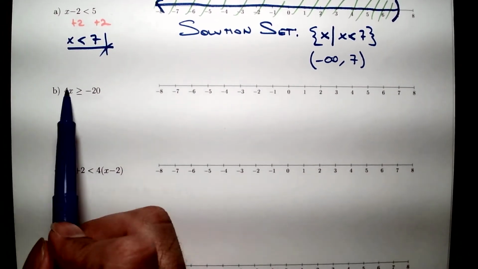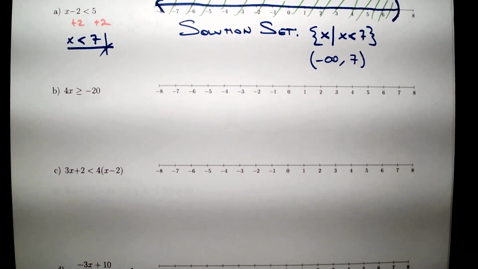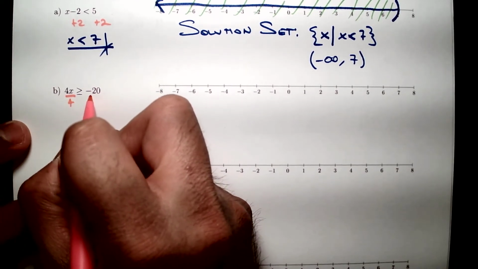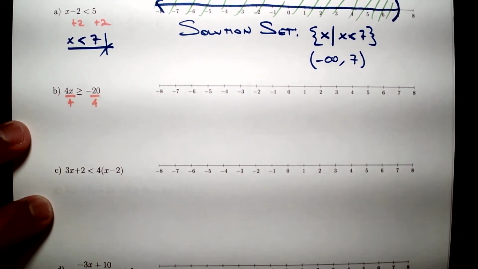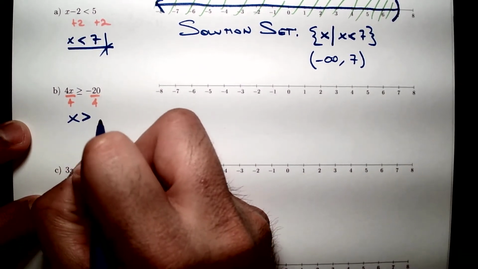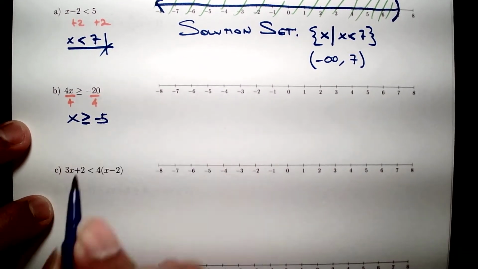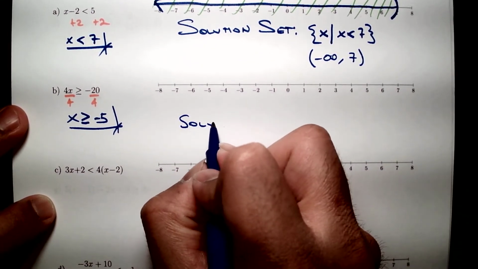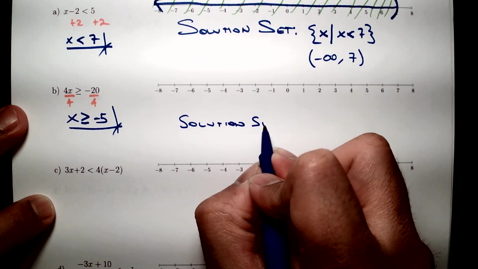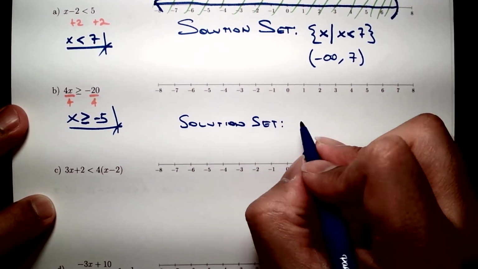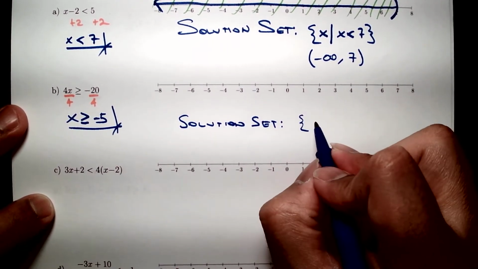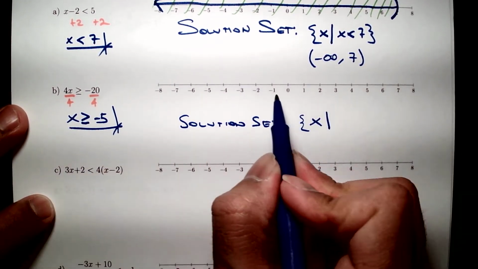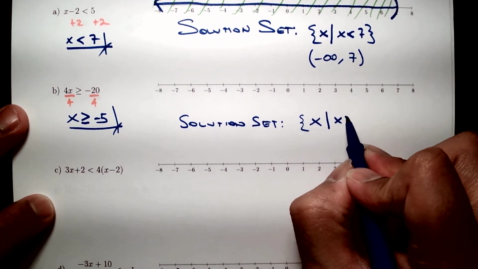Another simpler one, well, for 4x greater than or equal to negative 20. All we have to do here is divide both sides by 4. So x is greater than or equal to negative 5. So that's the solution. So solution set using set notation, x such that, and just copy what you obtained from the solution of the inequality.